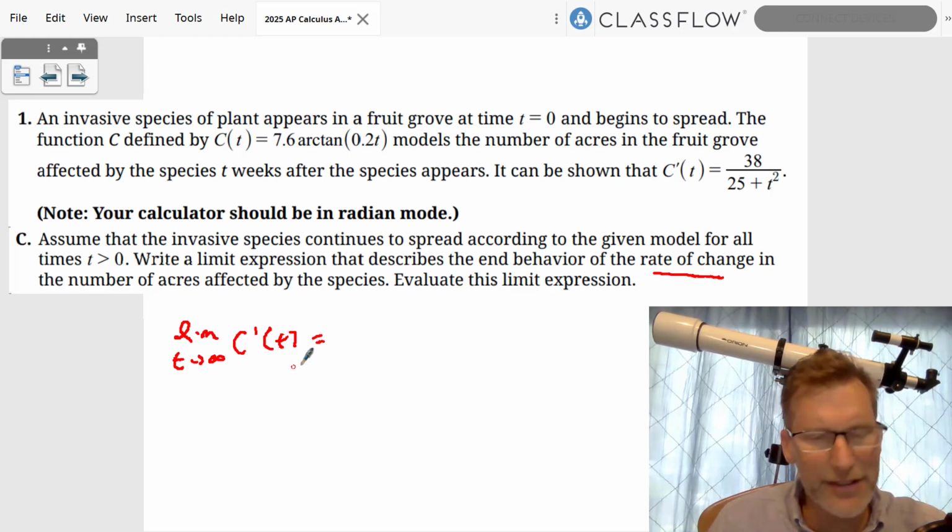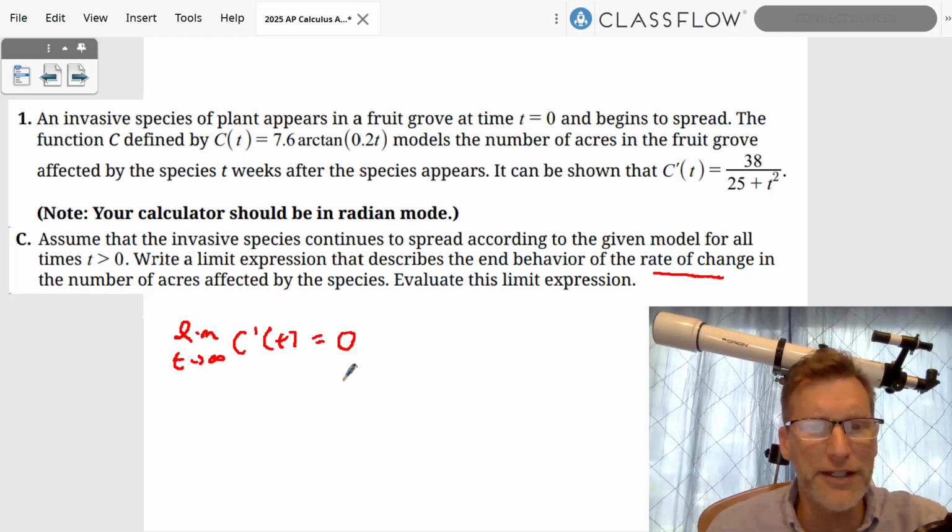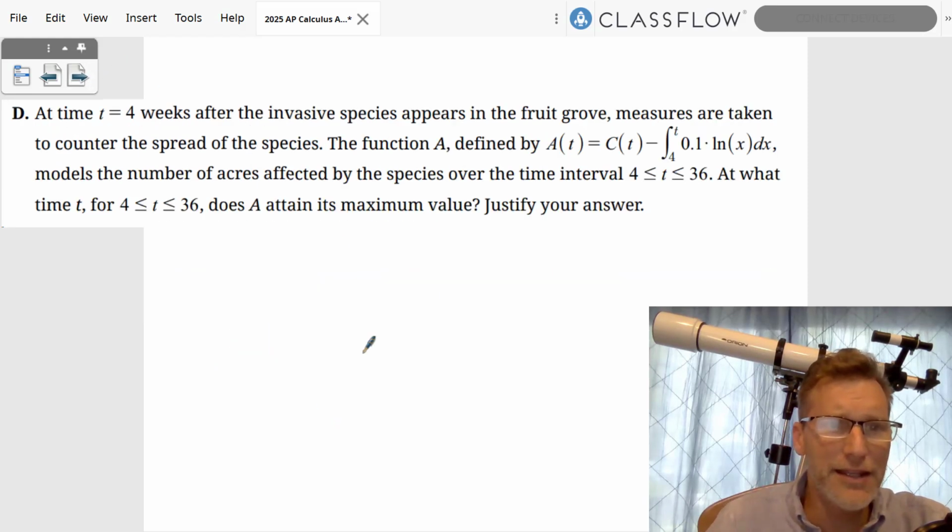So the limit as time approaches infinity of C prime of T, and that is 0, which means it's actually coming to equilibrium. It's not that the invasive species is going away. It's not that they've hit 0. They continue to grow, but then the growth equals some equilibrium, the growth and the death, and so that is equal to 0. And then the last part gave us a brand new function.